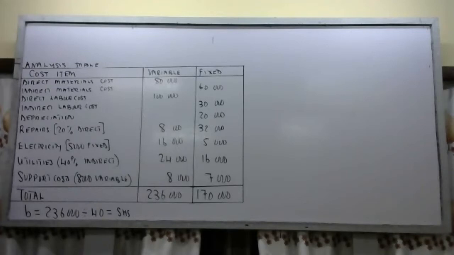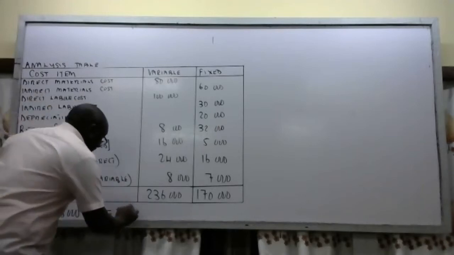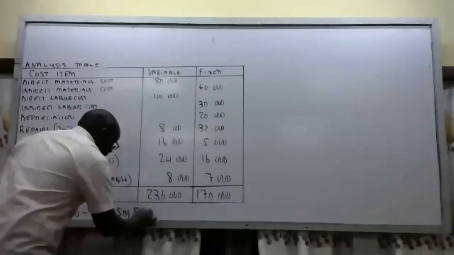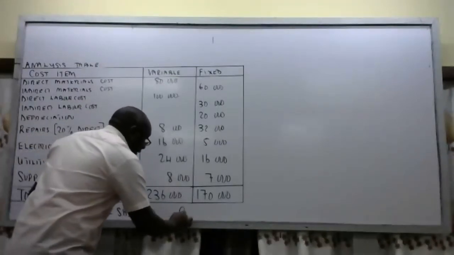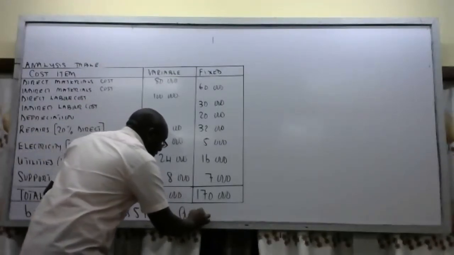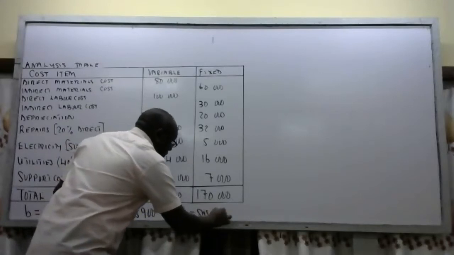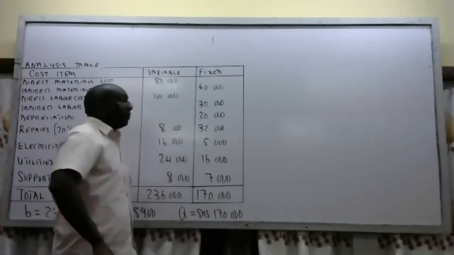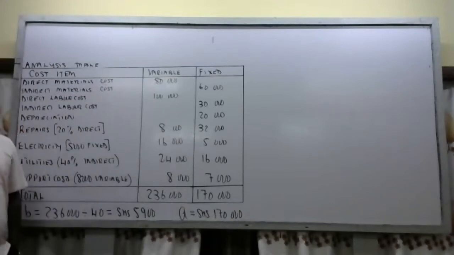5,900. And then we know A, which is the fixed cost, is shillings 170,000. We agree with that? Okay.